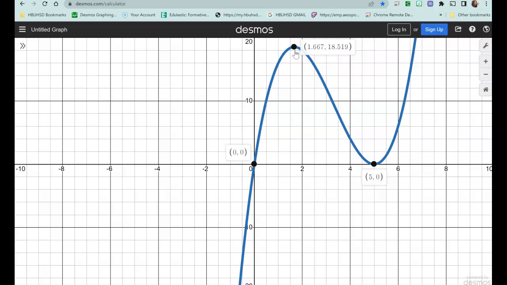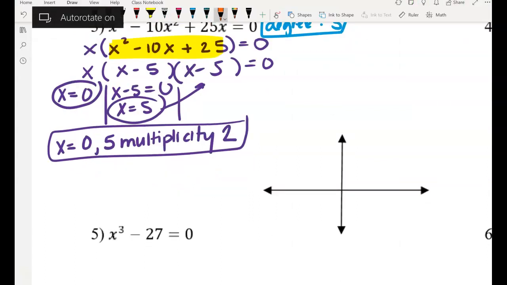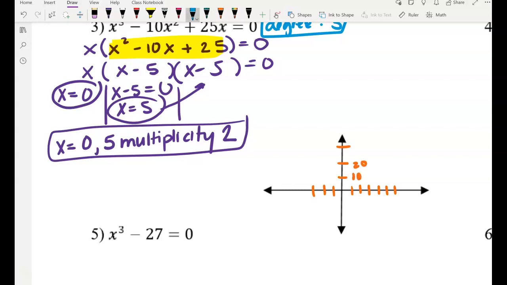1.7-ish and about 18.5? Okay, so use that in your sketch. On the x-axis, I'm just gonna make the tick marks by 1: 1, 2, 3, 4, 5, 6. On the y, we just said it's about 20-ish, so I just make it by 10. So 10 and 20. We had two values, 0 and 5, so here's 0, 1, 2, 3, 5. And then we knew it went downward, and then the maximum value on the top, 1.7-ish, and about 18 and a half, so somewhere there.